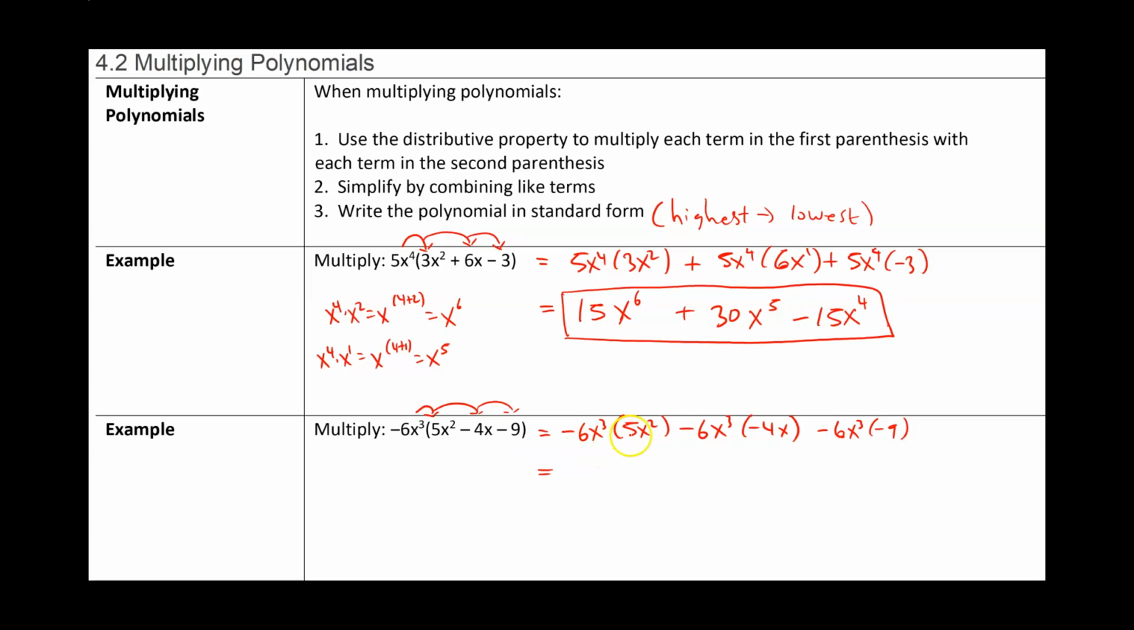So we have a negative times a positive, so negative 6 times 5, that's a negative 30. And then x cubed times x squared is x to the fifth. Then we have a negative times a negative, that's a positive 24. And here we have x cubed times x to the first. So if there's no exponent, remember there's like an invisible 1. So x cubed times x to the first, that's going to be x to the fourth. Then we have a negative times a negative, so we have a positive 54x cubed. And please be careful with your signs. If you have a negative times a positive, it's a negative. If you have a negative times a negative, it is a positive.